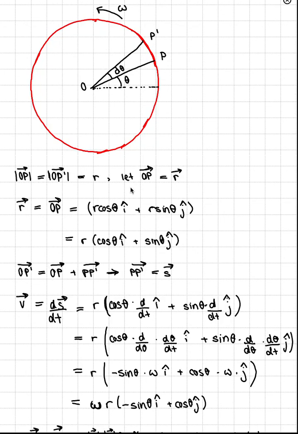Hello, in this video we will be covering the concepts of velocity and acceleration when a body is moving in a circle. In the case shown in this problem, a body starts at point P and moves in the circle shown in the diagram, centered at O, at a fixed angular velocity, omega.